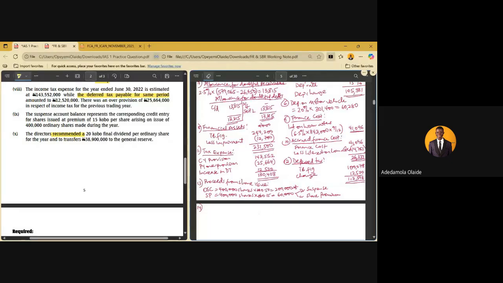And even if they had told us that they reached the resolution at the AGM and approved that a dividend should be paid, then we can take that to dividend payable. But this one is still a proposed dividend, so it will not be coming into our books of accounts. Are we clear?